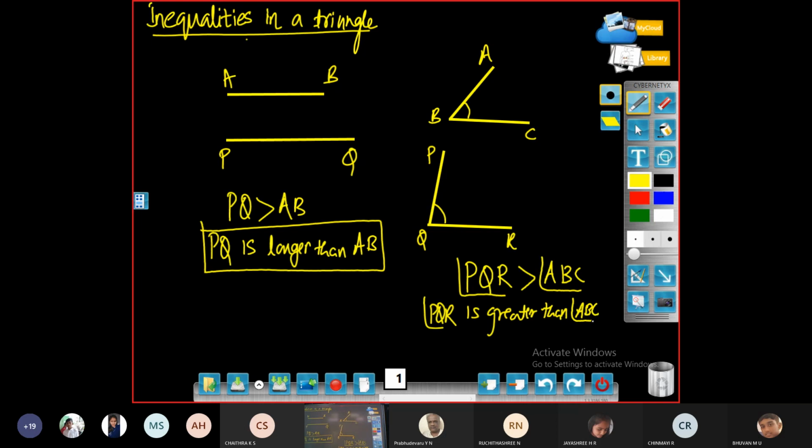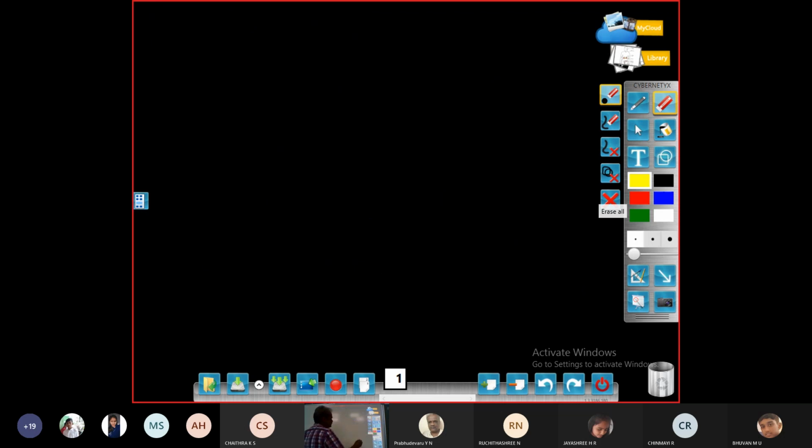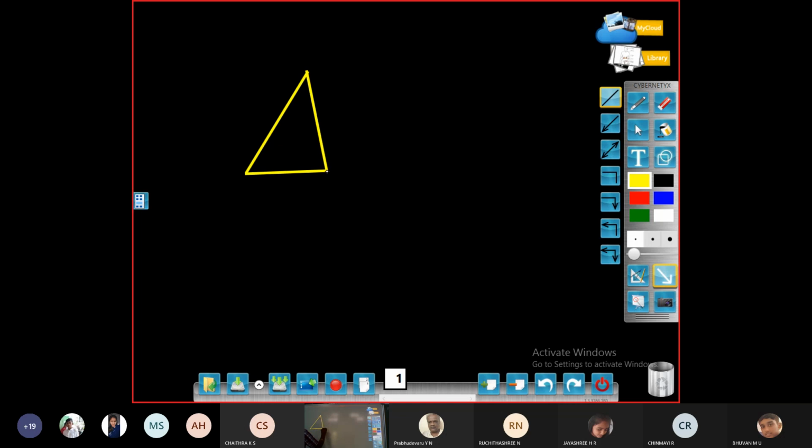So we are comparing the angles here, PQR and ABC. We are comparing just by observation itself. We are able to tell which is longer and which is shorter. So now we will take one activity here. Inside the triangle, I am going to take one triangle now. Draw the triangle here. So here we have taken triangle ABC.